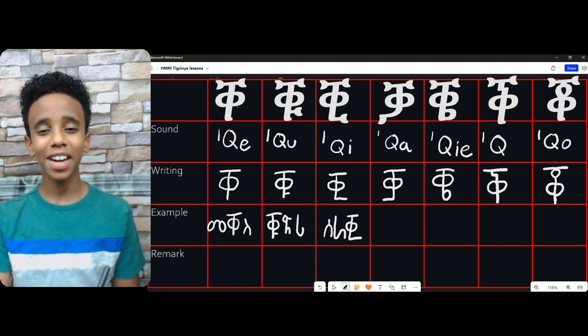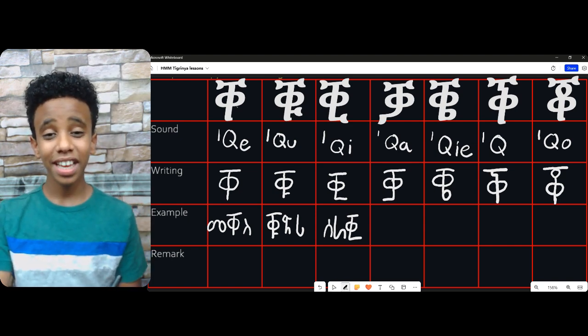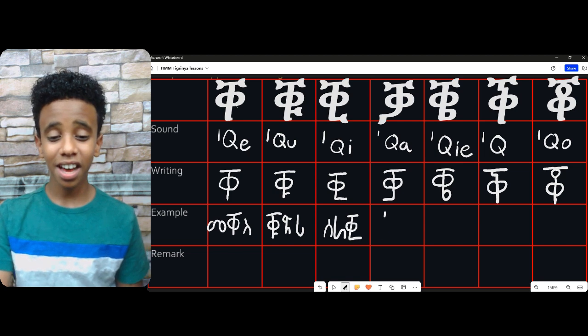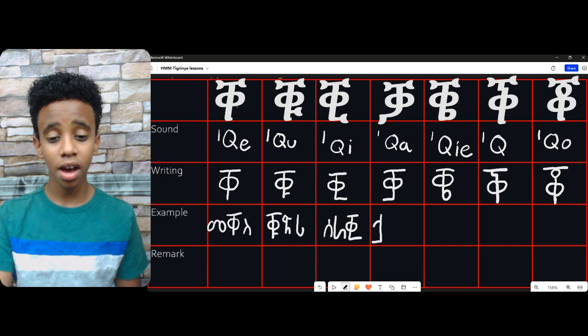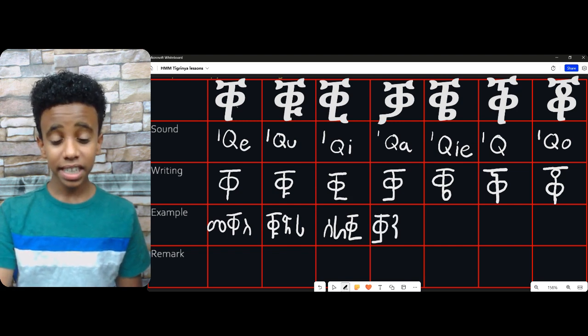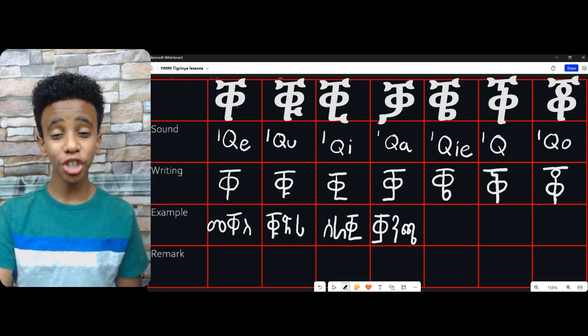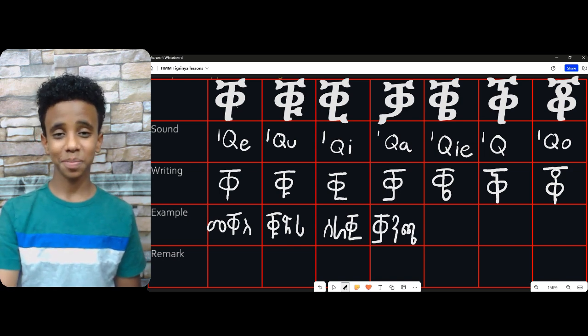Alright, so our example for letter Qa is qa, ni, cha. Qancha. Qancha in Tigrinya means sugarcane in English.